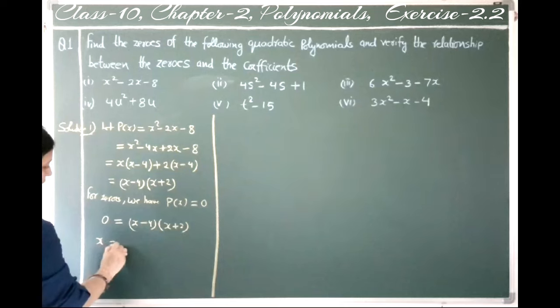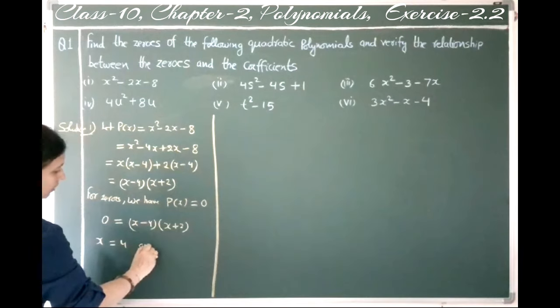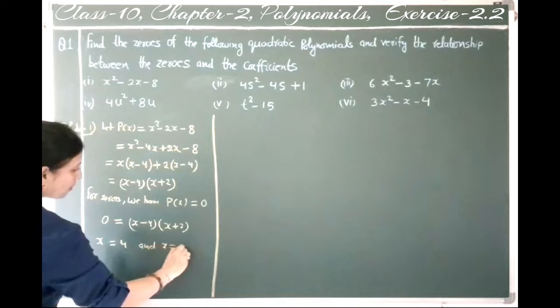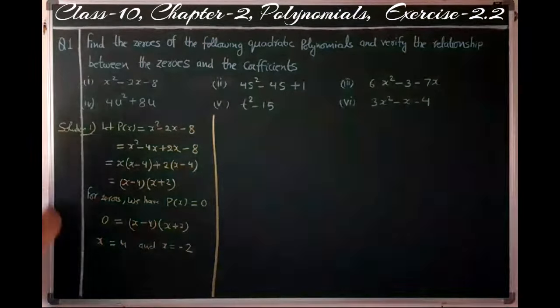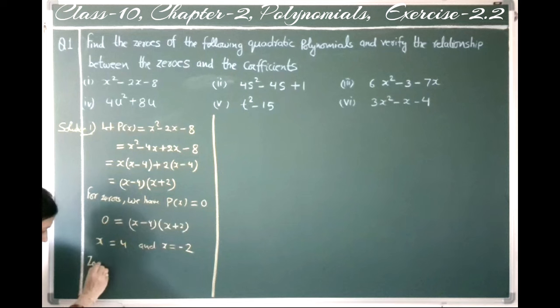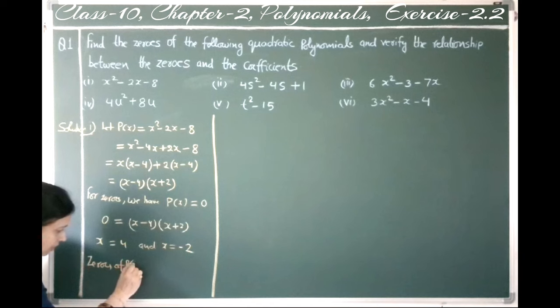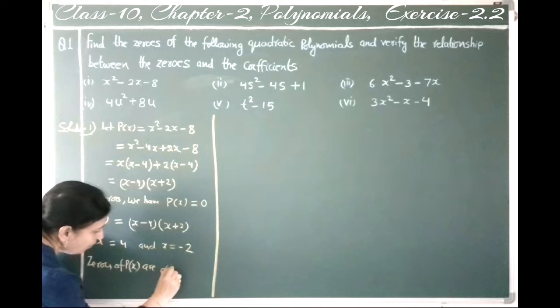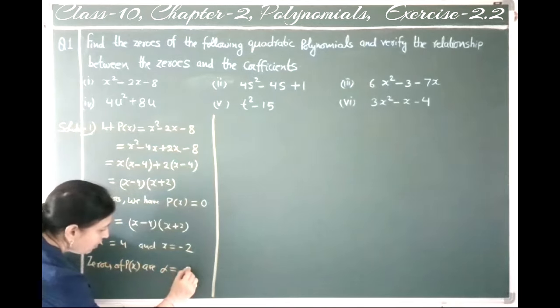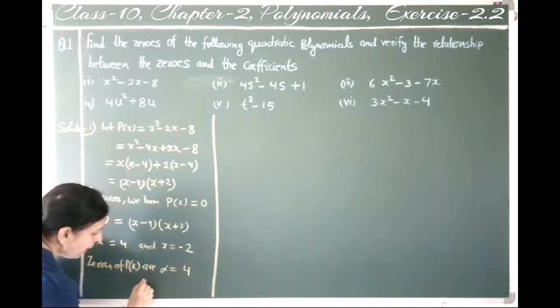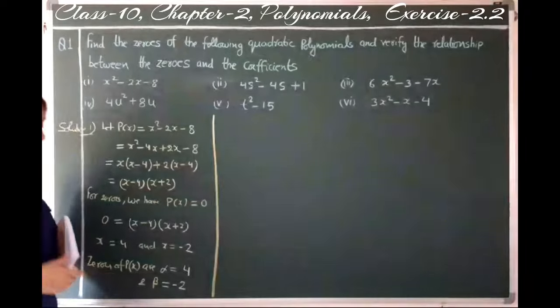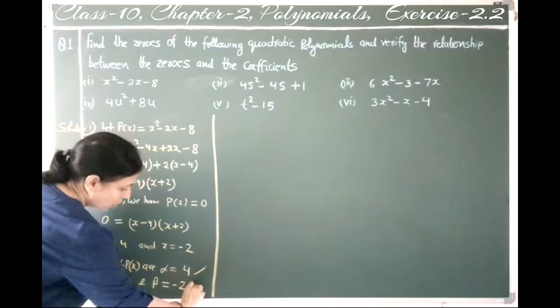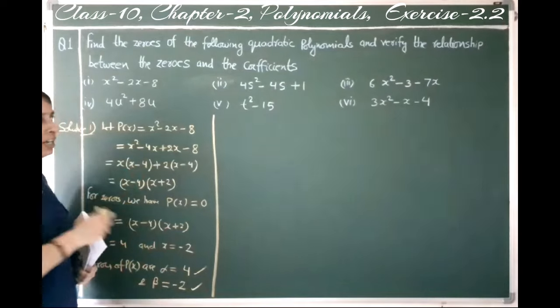So we can write 0 is equal to x minus 4 into x plus 2. So x will be 4 and x will be minus 2. So we can write zeros of p(x) are, first one alpha is equal to 4 and beta is equal to minus 2. Now we have two zeros. Alpha is equal to 4 and second one beta is equal to minus 2.